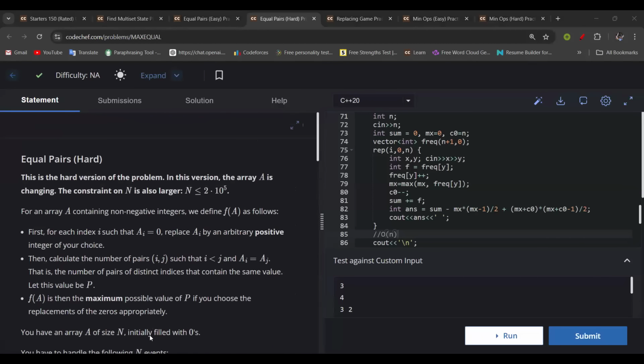Excuse me, sir. Sir, can you explain the formula once again? How did you come up with the formula?